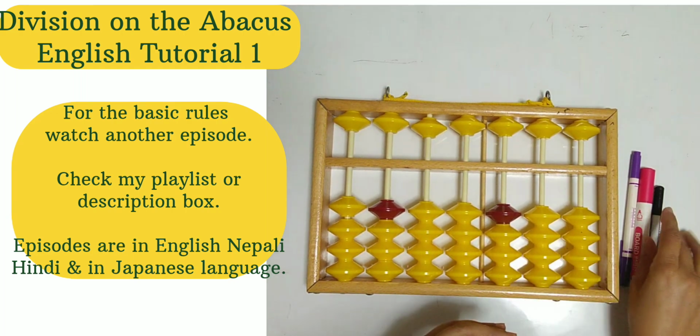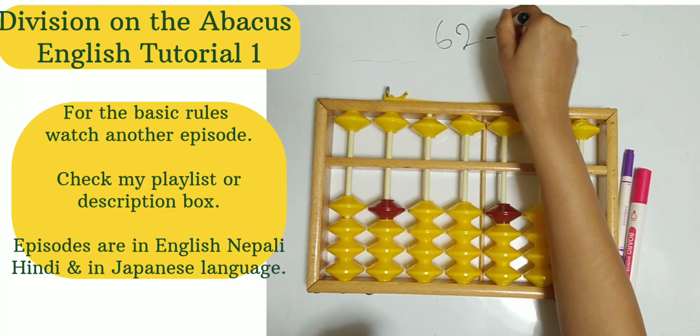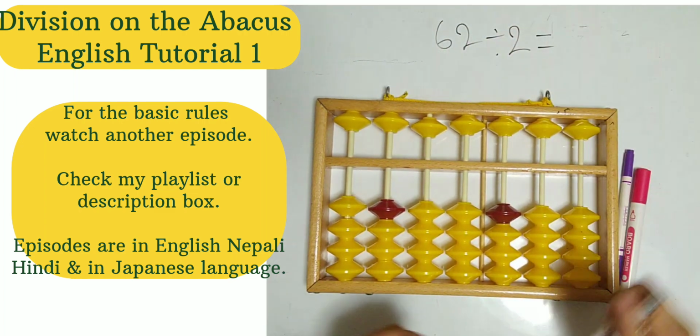Our first question is 62 divided by 2. How to do on the abacus?